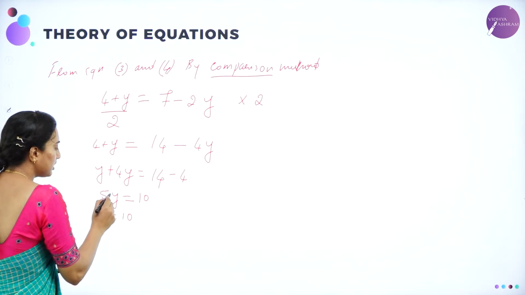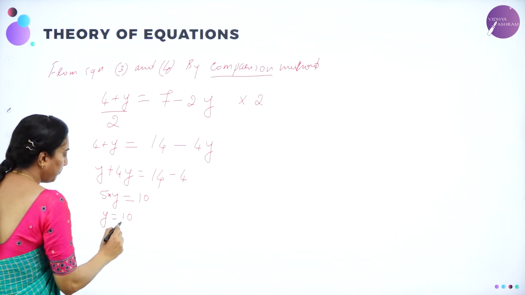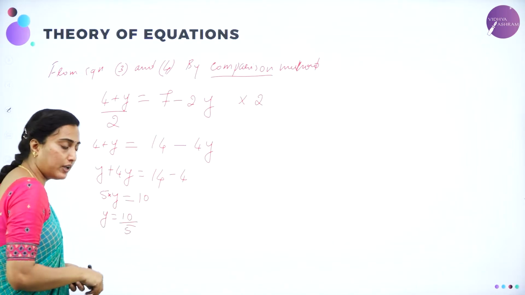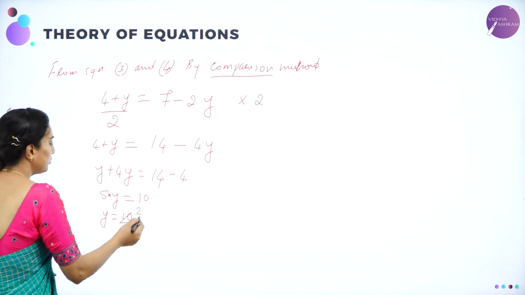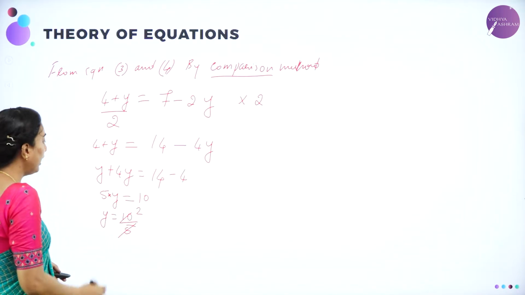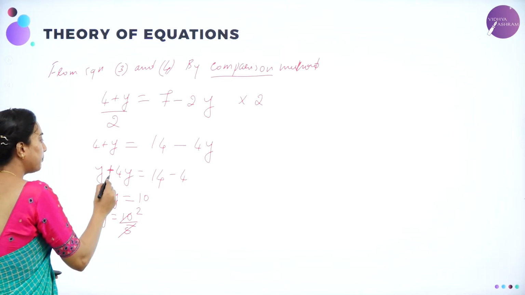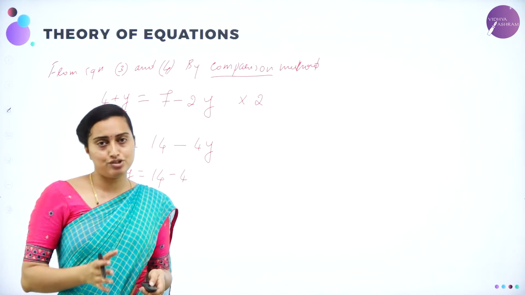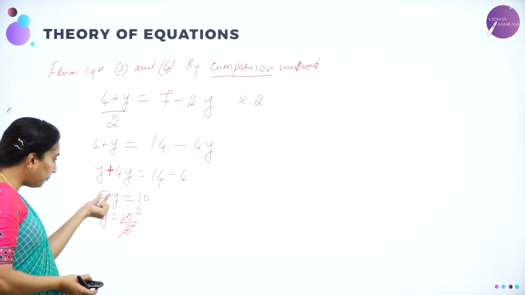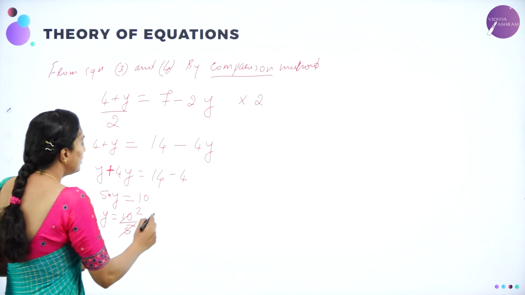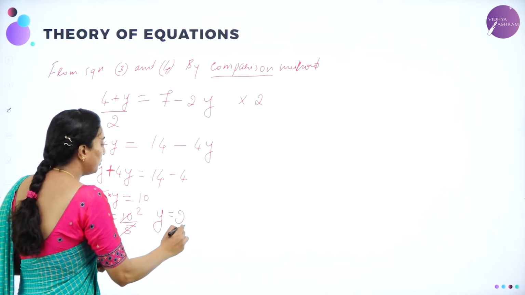Now, 5y is equal to 10. Since multiplication is there, you can cross multiply, that is 10 divided by 5. Otherwise, divide throughout by 5. Be careful: you can cancel only if it is multiplied. If it is addition or subtraction, bringing it to the right hand side, the sign will change. If it is multiplication, it will be divided. That you have to follow. So, y will be equal to 2.